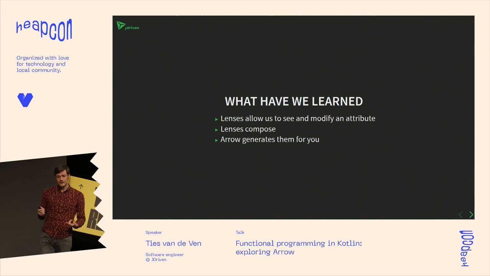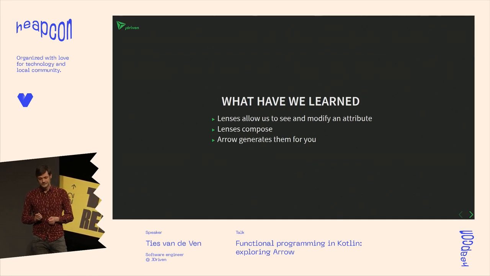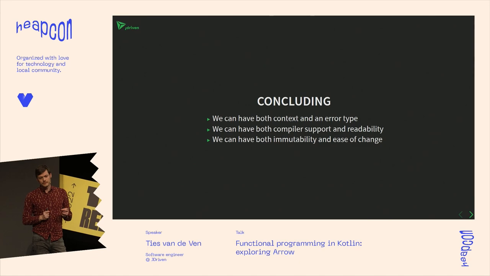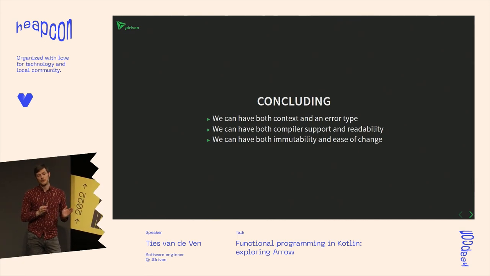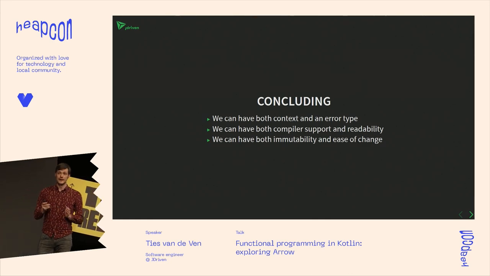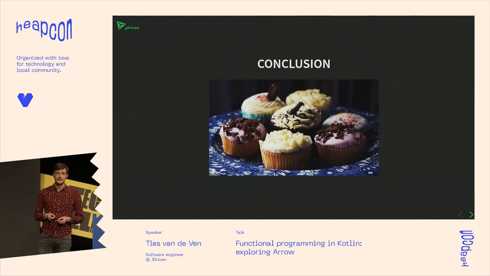So what did we learn? Lenses allow us to see and modify an attribute. Alone, they're basically useless, but they compose and become very powerful indeed. And Arrow can just generate these lenses for you. So concluding, thanks to Arrow, we can have both a context and an error type, thanks to Raise. We can have both the strong compiler support and readable code, thanks to the Raise comprehension. And we can both have immutability and ease of change, thanks to optics. So I think I can honestly say that thanks to Arrow, we can have our cake and eat it too.